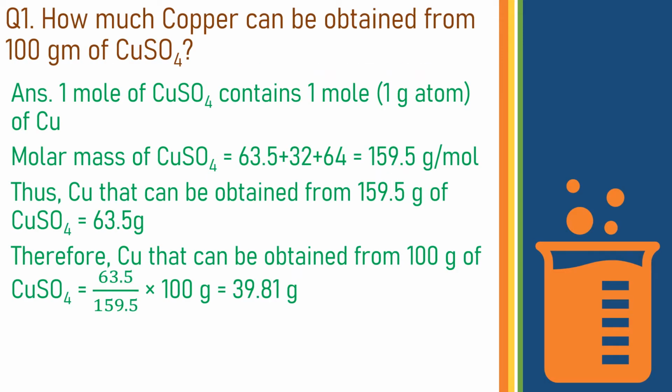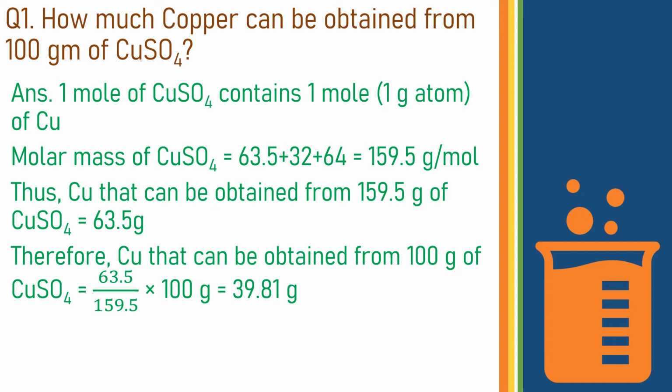So first question is like this: how much copper can be obtained from 100 gram of copper sulfate? So here you have to find out how much copper can be obtained from 100 gram of copper sulfate. So we know that 1 mole of copper sulfate contains 1 mole of copper, because you can see over here the formula CuSO4. So 1 mole of copper sulfate contains 1 mole of copper.